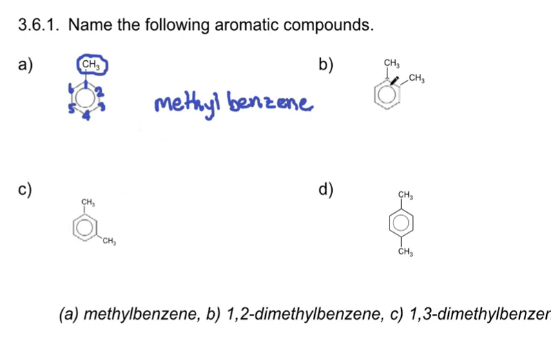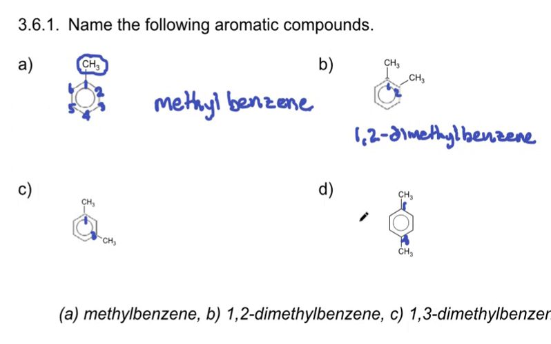The rest of these aren't much more difficult. Here we do have 2 methyl groups, and you could number this counterclockwise if you were insane and call this 1,6-dimethylbenzene, but we don't want that. We want the lowest numbers possible. So here we would go 1,2-dimethylbenzene. Here we have 1, nothing on 2, 1,3-dimethylbenzene. And in this case, 1, 2, 3, 4, 1,4-dimethylbenzene.